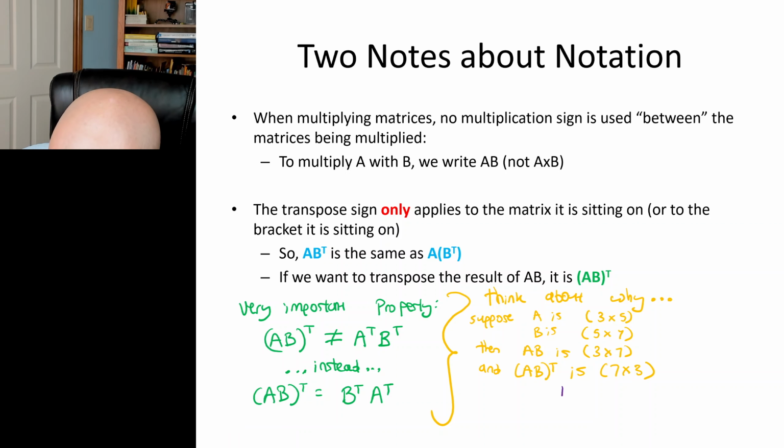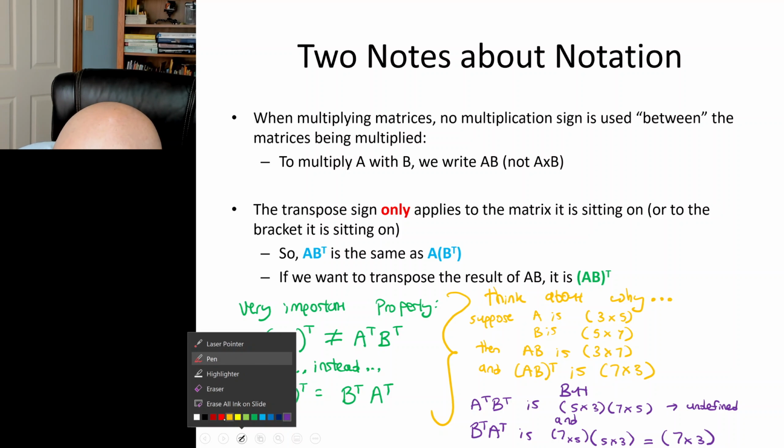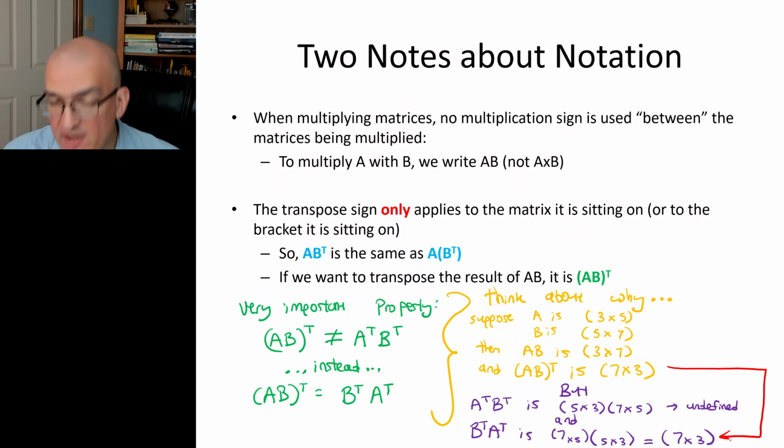But A transposed B transposed is 5 by 3 and then 7 by 5. It's undefined. And B transpose A transposed is, well, B transpose is 7 by 5. A transpose is 5 by 3. It's 7 by 3. The size, at least, matches what would happen if we multiply the matrices first and then transpose them.